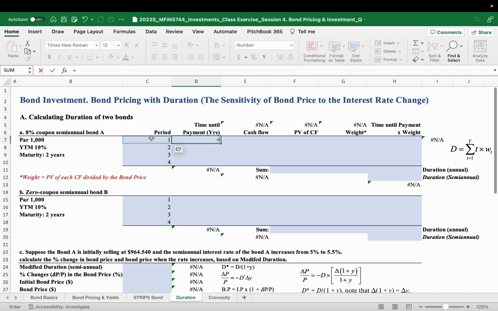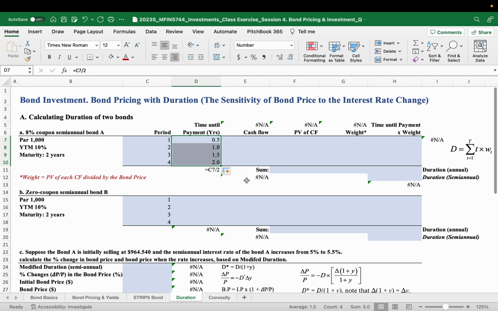So here, now how to get it? We can calculate here the time until payment. Time, because we are calculating time weighted, right? So here, divided by just 2, right? The time period until the payment, it shows years, also divided by 2. So you can just drag it down, right? And then you got the time until the payment in years.